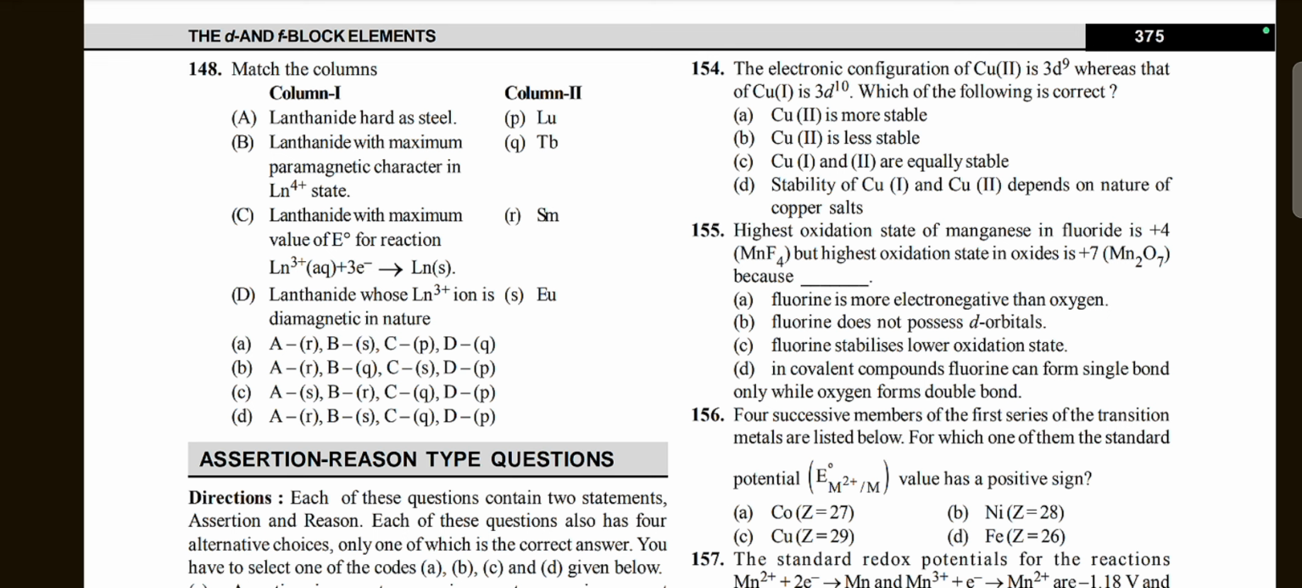The highest oxidation state of manganese in fluoride is +4, MnF4, but the highest oxidation state in oxides is +7, because in covalent compounds fluorine can form a single bond only while oxygen forms a double bond. So option D will be the answer.